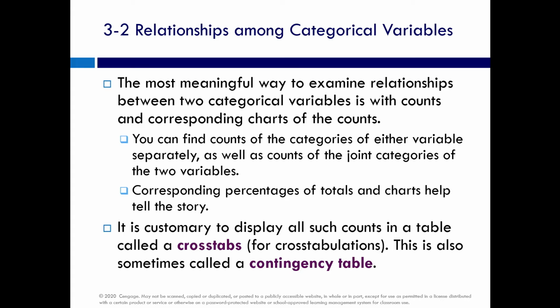Relationships among categorical variables. The most meaningful way to examine relationships between two categorical variables is to count and create corresponding charts of the counts. You can find counts of the categories of either variable separately as well as counts in joint categories of the two variables. Corresponding percentages of totals and charts help tell a story. It is customary to display all such counts in a table called a crosstab, a cross-tabulation. This is also sometimes known as a contingency table.